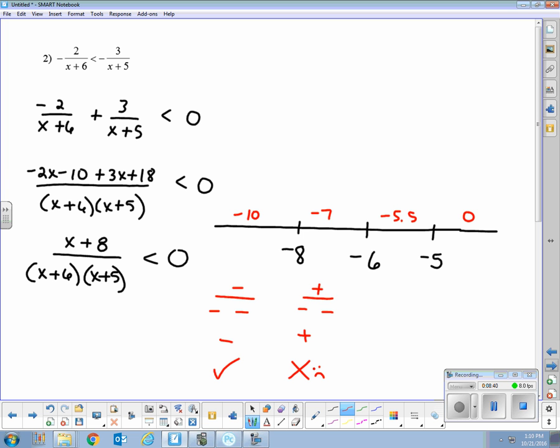Negative 5.5 plus 8 is positive. Negative 5.5 plus 6 is positive. And negative 5.5 plus 5 is negative. This one's negative. It's going to work.